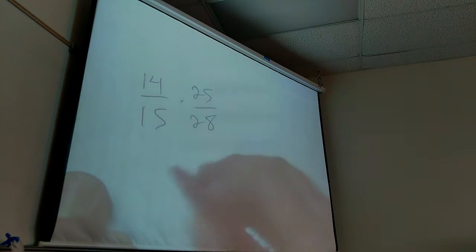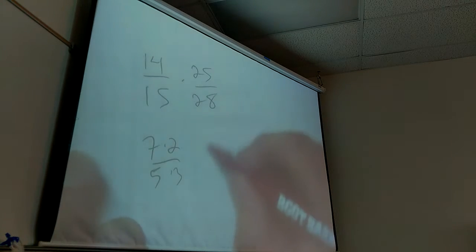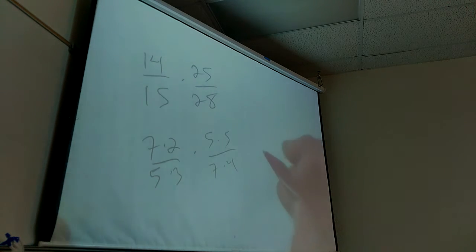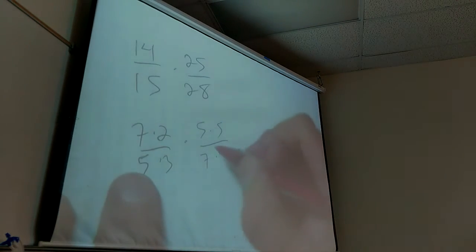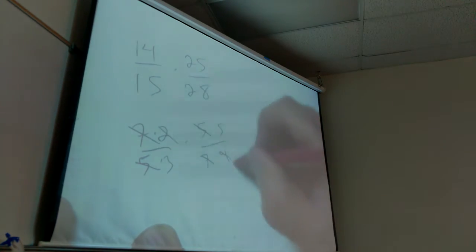Oh, okay, so you factor. Oh, you didn't reduce it. So 14 is 7 times 2. 15 is 5 times 3. 25 is 5 times 5. 28 is 7 times 4. Ooh, it's even better than I thought. I could have done a whole 14. So here I get 5 goes away. 7 goes away. 2 goes on, blah, blah.